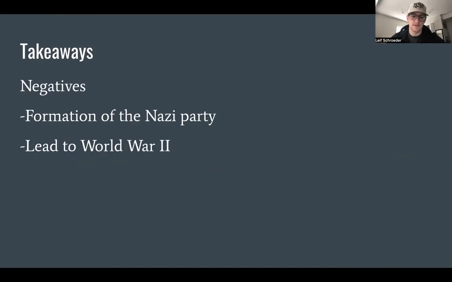Some of the negatives a little further down the road. As the video mentioned, Hitler used this time of despair as a rallying call, and ended up creating the Nazi Party, which ultimately led to World War II. The war was something that pulled America out of the lasting effects of the Great Depression, just because it gave people jobs again to manufacture goods for war.